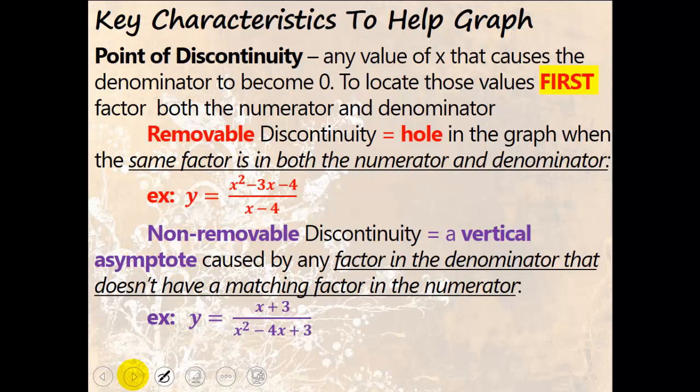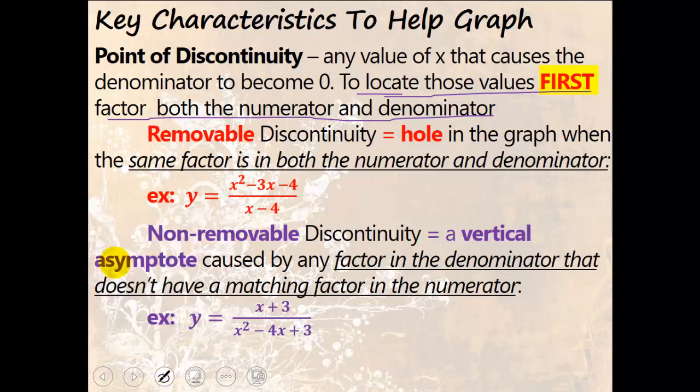So the first thing that you want to do when you approach a rational function problem is to factor both the numerator and the denominator. Factor both the numerator and the denominator. Once you do, then you can look at your factors in the denominator and you can decide whether you have a removable discontinuity or a non-removable discontinuity. We're still talking about discontinuity. There's two types.